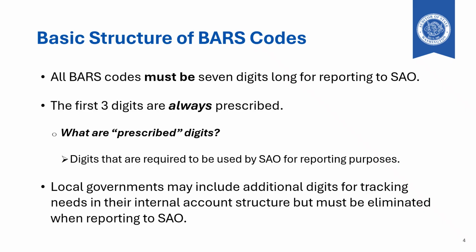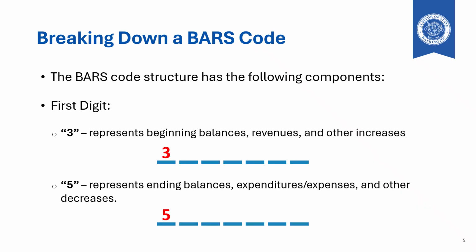Now with that, it is very common for local governments to include additional digits for tracking needs within their internal accounting systems, such as identifying numbers for specific funds, accounts, etc. And that is completely fine, but just remember that any additional digits must be eliminated when it comes time to report to SAO. Now let's break down a BARS code and talk about what each digit means within the 7-digit code. Remember, all BARS codes must be 7 digits for reporting purposes.